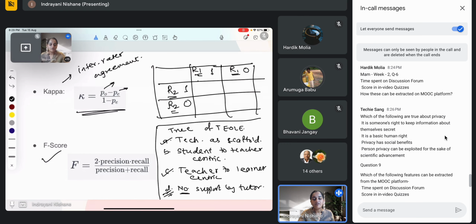So score in in-video quizzes and time spent in discussion forum can be features generated based on that log data. We can count the number of correct answers for that particular student for in-video questions, and we can have their score for in-video quizzes. So these are the features which can be extracted based on the log data of that particular MOOC platform.